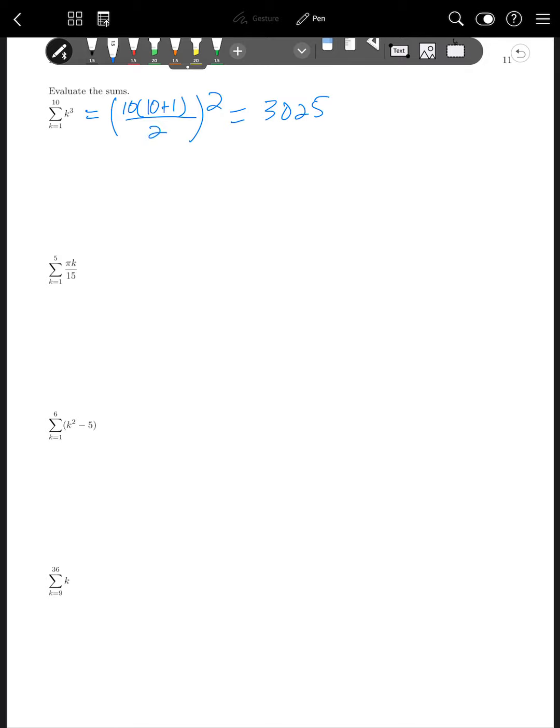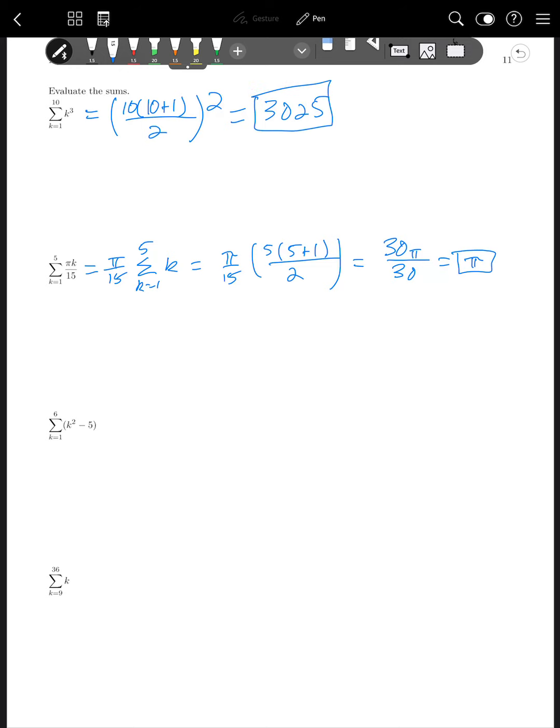Okay. The next one, we can bring the constant out in front. So this would be pi over 15 times the sum from k equals 1 to 5 of k. So that'll be pi over 15 times 5 times 5 plus 1 over 2. So that'll be 30 pi over 30, which just equals pi.